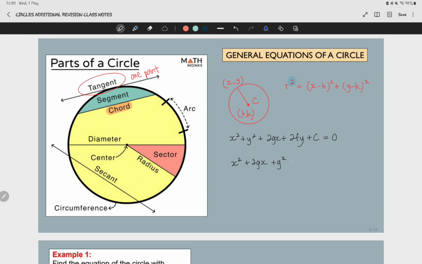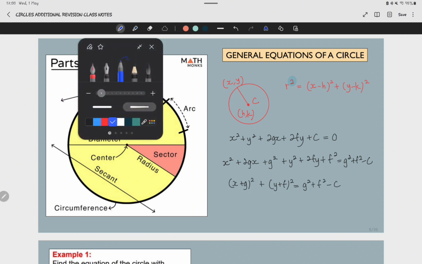Then for the other one, y squared plus 2fy plus f squared. When you add on the left side, obviously you have to add on the right side. So it will be like this. This is the equation that we have now. After that you can just complete the square: (x plus g) squared plus (y plus f) squared equals g squared plus f squared minus c.